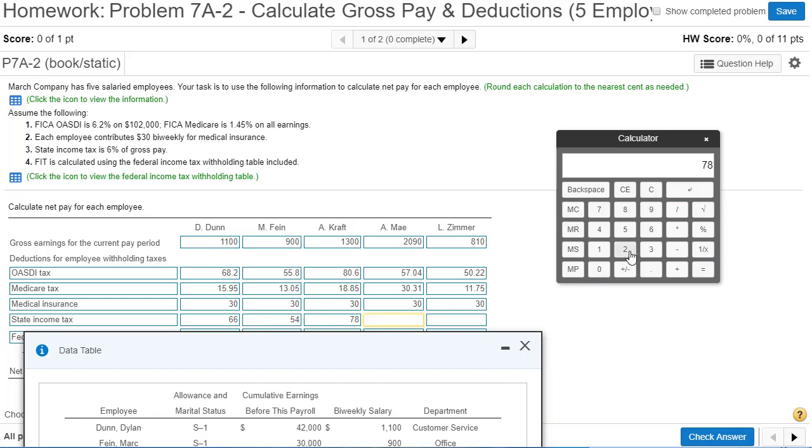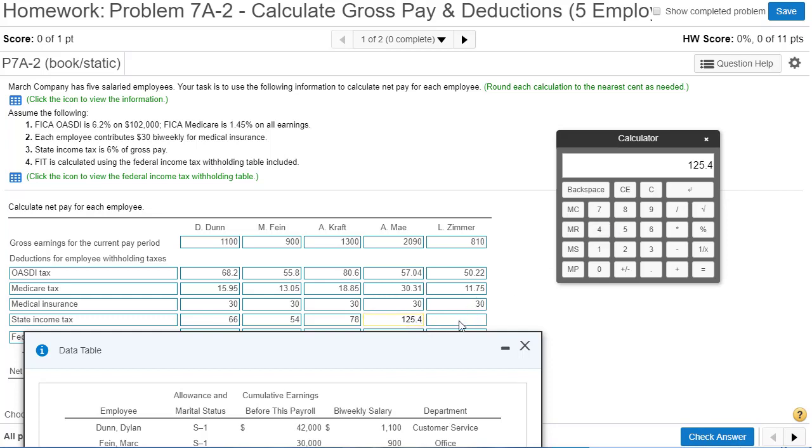Audrey May, we've got 2090 times 0.06. That's the other way to do it. 125.4, also known as 125.40. Now notice you could put the 0 in there. You don't have to put the 0 in there because numerically they're the same. And once I click check answer, it will put the 0 in there for the 40 cents.